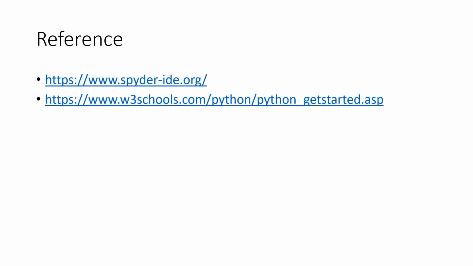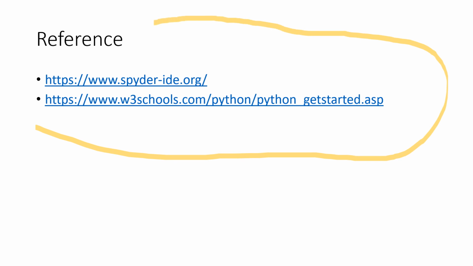It's pretty simple, and these are the reference URLs that you can cross-verify when you are installing Python and Spyder. There is one more link, www.python.org. You can consider that URL for your reference as well.